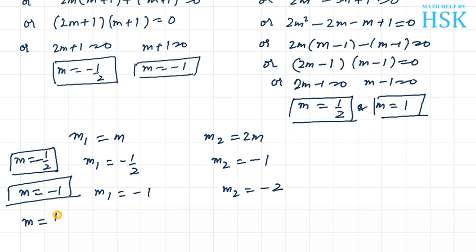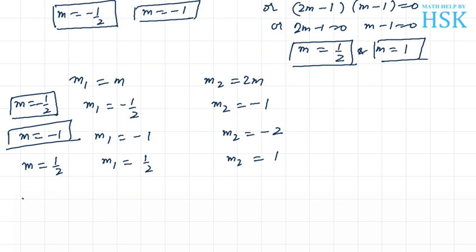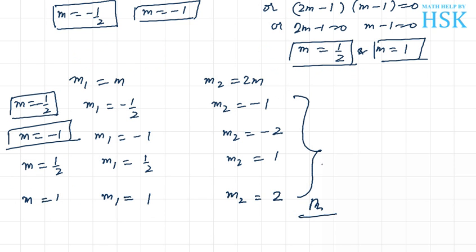Again, when m is equal to 1 by 2, then m1 is equal to 1 by 2 and m2 is equal to 1. And last, when m is equal to 1, then m1 will be equal to 1 and m2 will be equal to 2. So this is my required answer. There are four values of m1 and m2 which can satisfy, and this set of values of m1 and m2 is my answer.